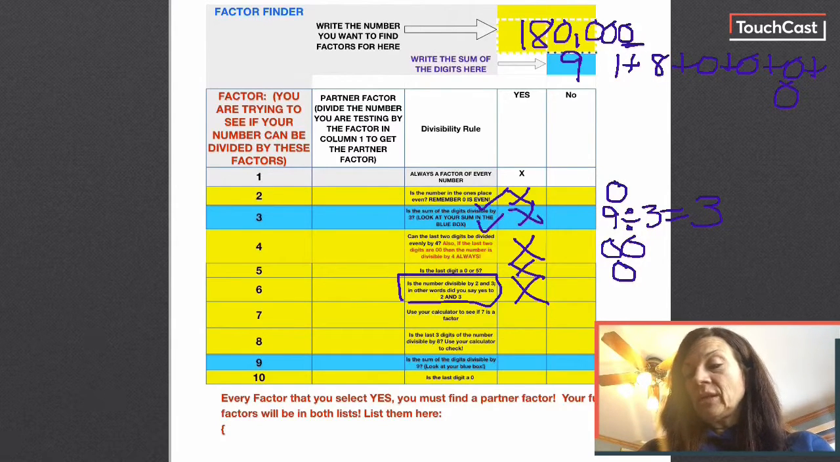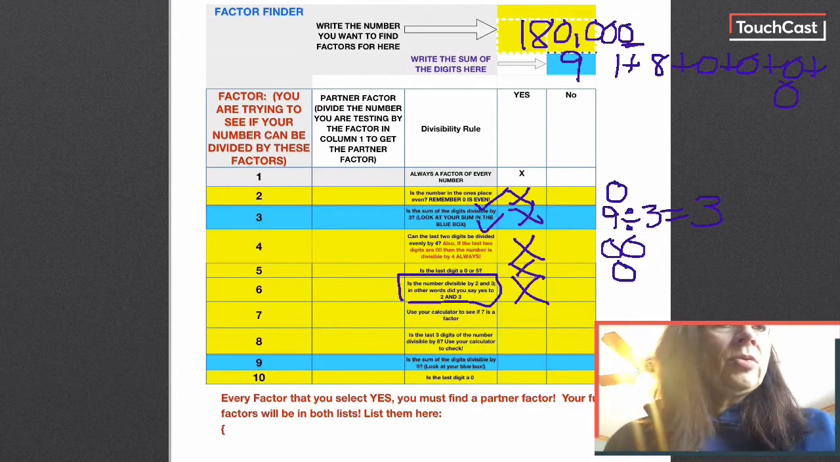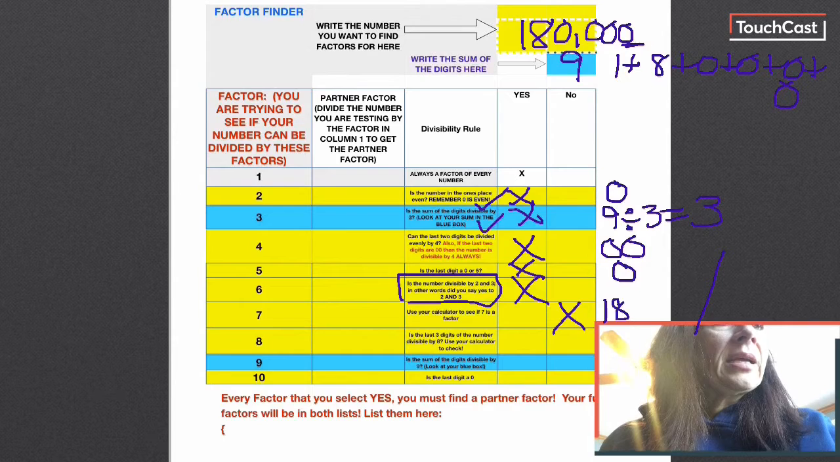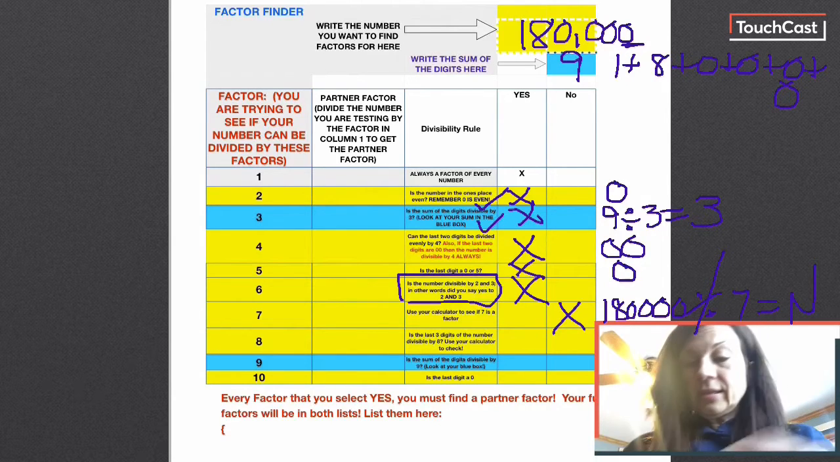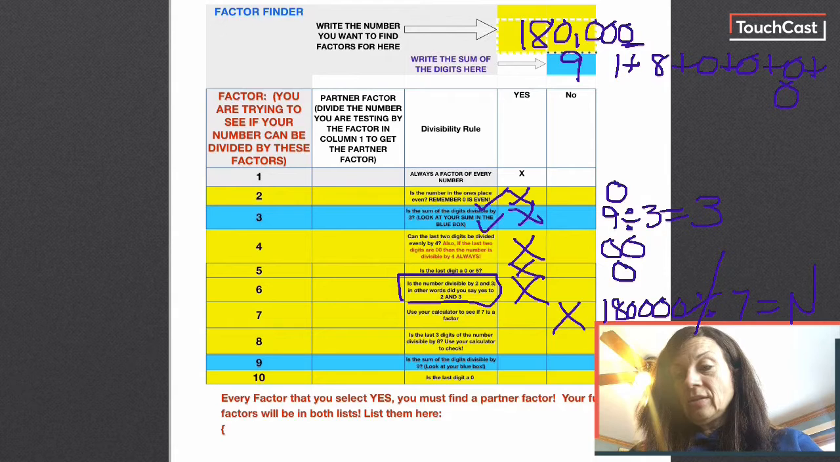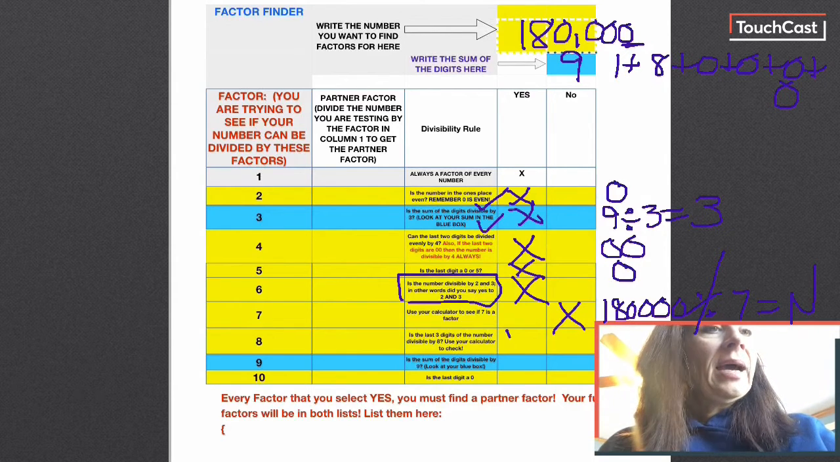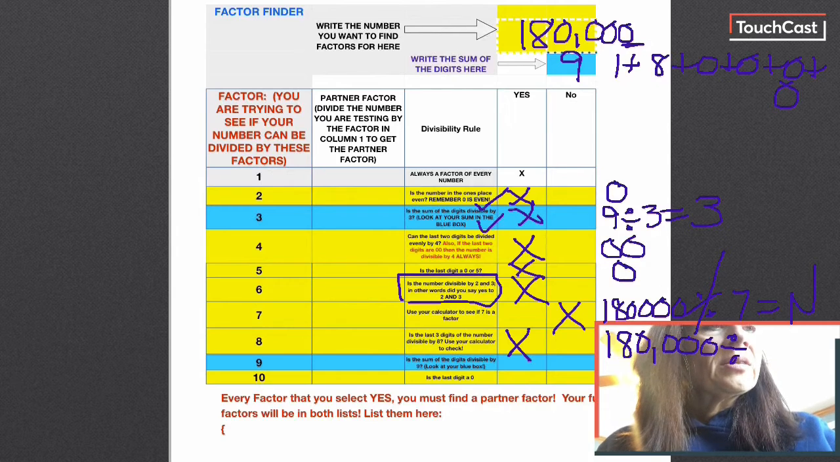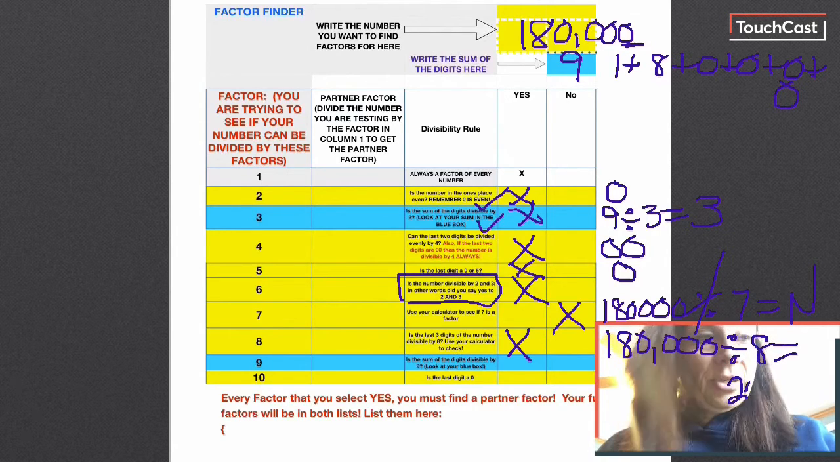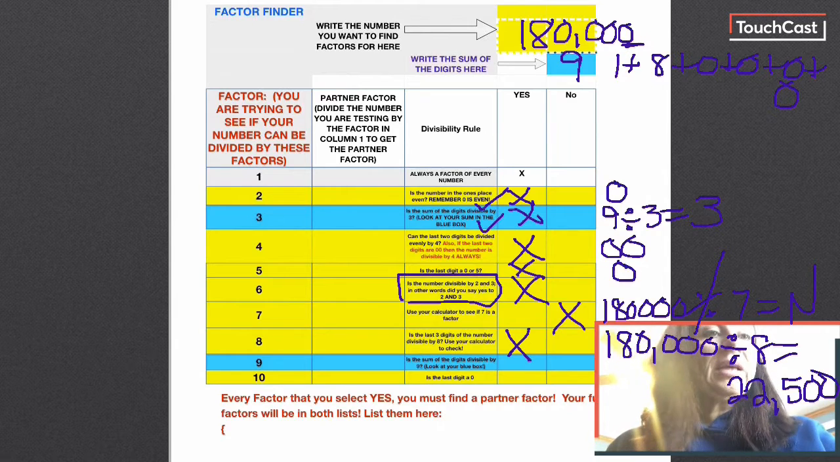Calculator time. We will take our calculator. 180 divided by 7. No, huge decimal. So that is no. Okay, so 180,000 divided by 7 is a decimal. So no. Okay, let's look at 8. 180,000 divided by 8 is actually yes, because it comes up to a whole number. You can write it on the side here. I'm going to write it right over my face because of this video. 180,000 divided by 8 is equal to 22,500. No decimal, so yes.